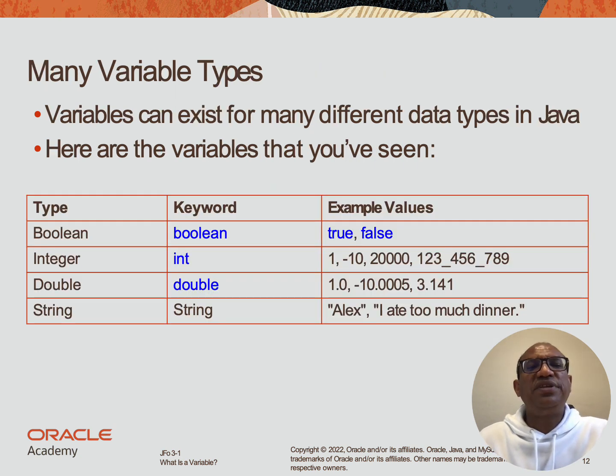Java supports different data types. You'll mostly use booleans, integers, doubles, and strings. Each serves a different purpose depending on what kind of data you want to store.